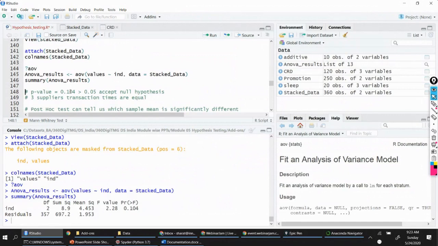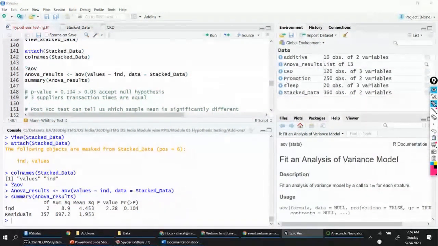And the p-value that we are getting here is 0.104. So we're basically checking whether the sample means are equal or not equal. The null hypothesis is equal, and here the p-value is greater than 0.05. So p high, null fly. That basically means the 3 supplier transaction times are equal.